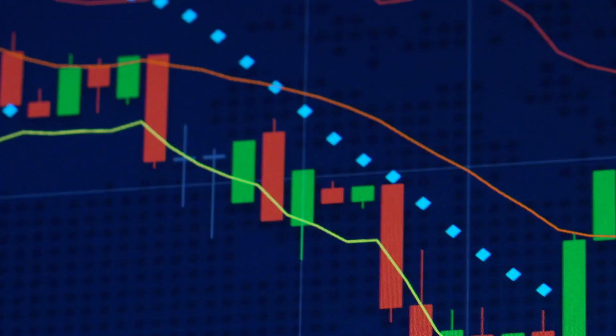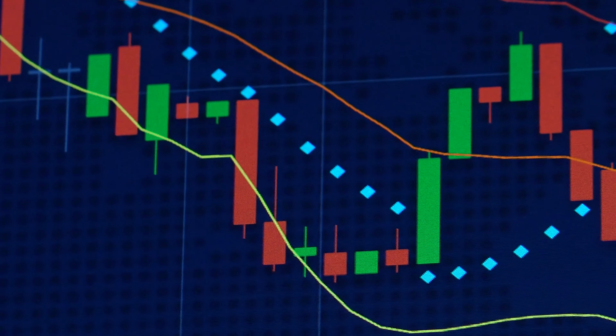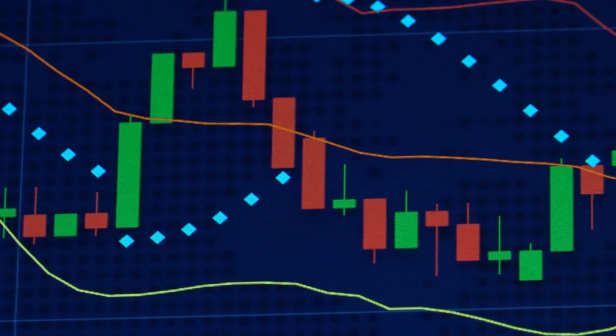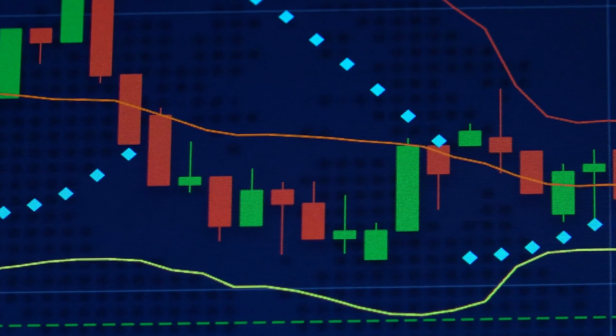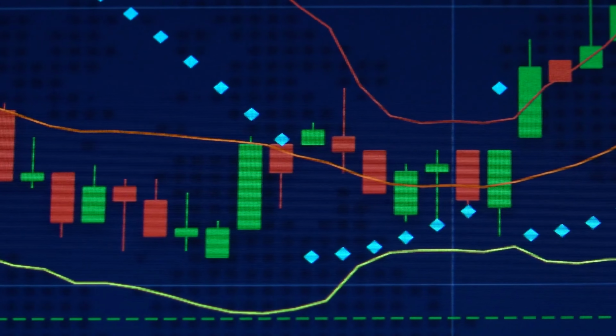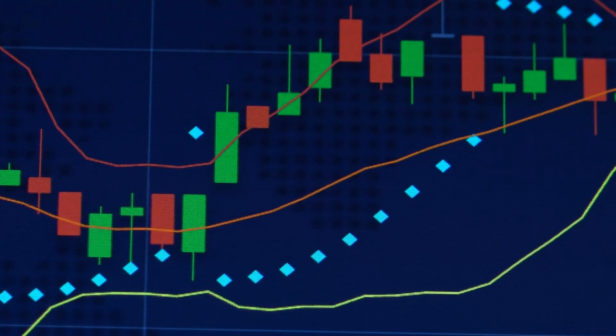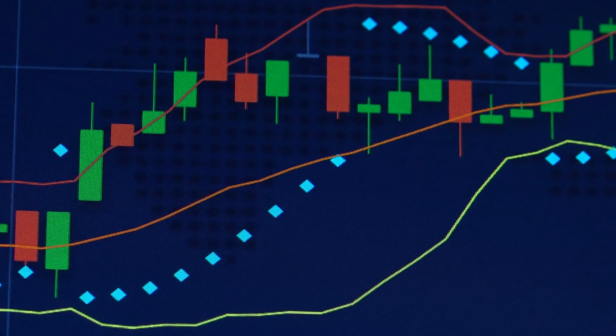Then there are the shadows, or the wicks. A long upper shadow means buyers tried to push up but couldn't hold. A long lower shadow means sellers pushed down but were overpowered. Steve says it best. A shadow shows what could have happened, but didn't. And that's a clue to where the real power lies.